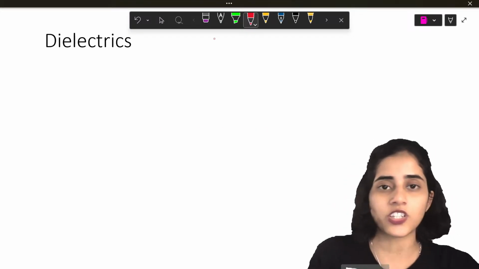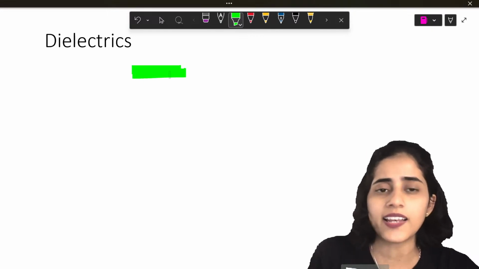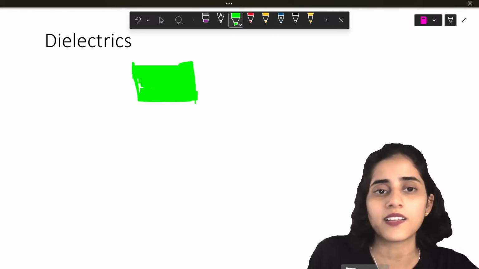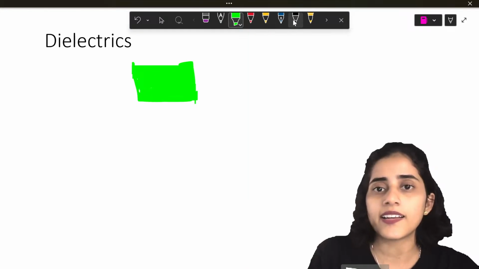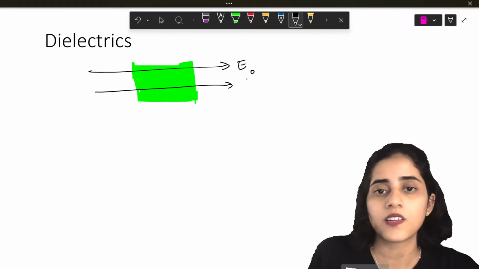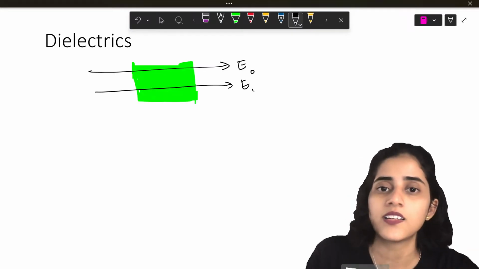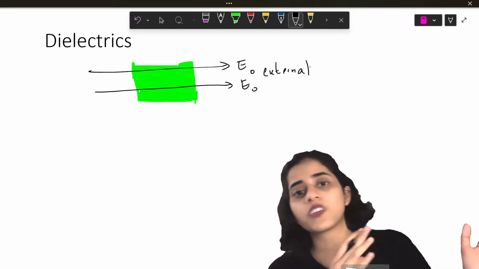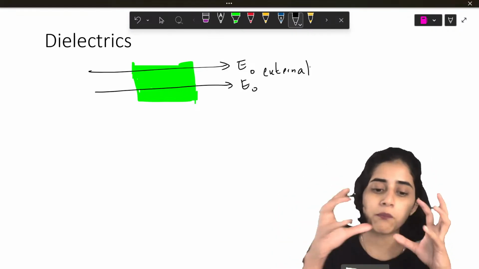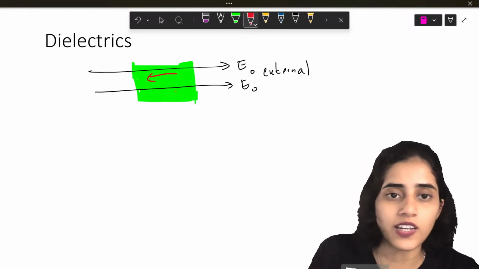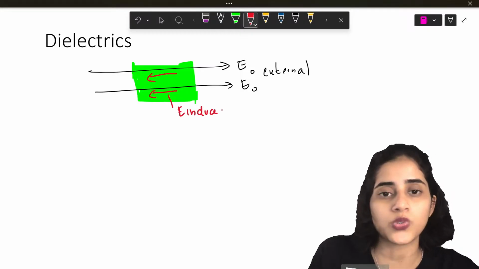For dielectrics, first let's talk about a dielectric material. A dielectric material is any material like wood, glass, air, any material. Let's say you're passing an electric field through this material. I will call this the external field E naught. Now, whenever an electric field passes through a dielectric material, the material induces an electric field within itself. So now there is an electric field induced in it, called E induced.